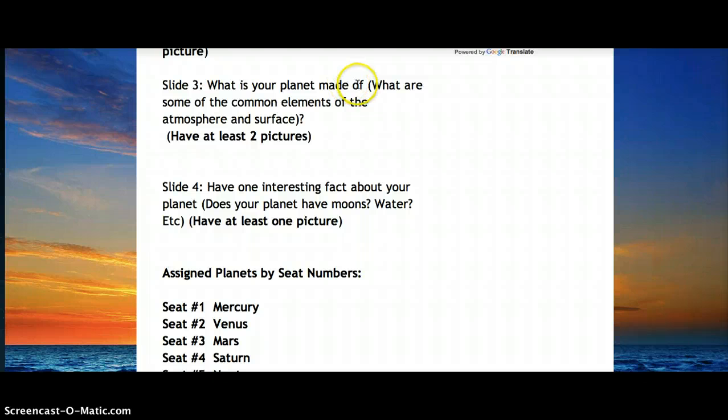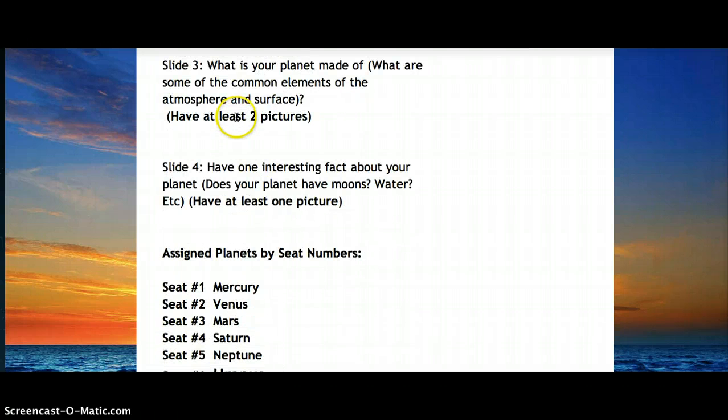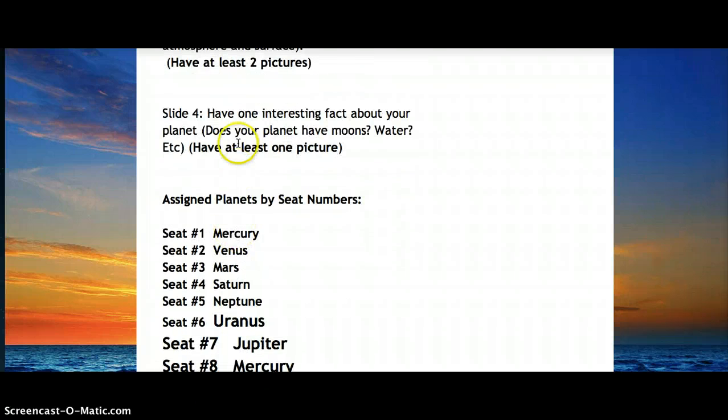Slide 3, what is your planet made out of? What are some of the common elements of the atmosphere and the surface? Maybe about 3 for each one. Maybe pictures of the elements too here. Slide 4, and if this video is going too fast, please pause it or rewind it. Have one interesting fact about your planet.